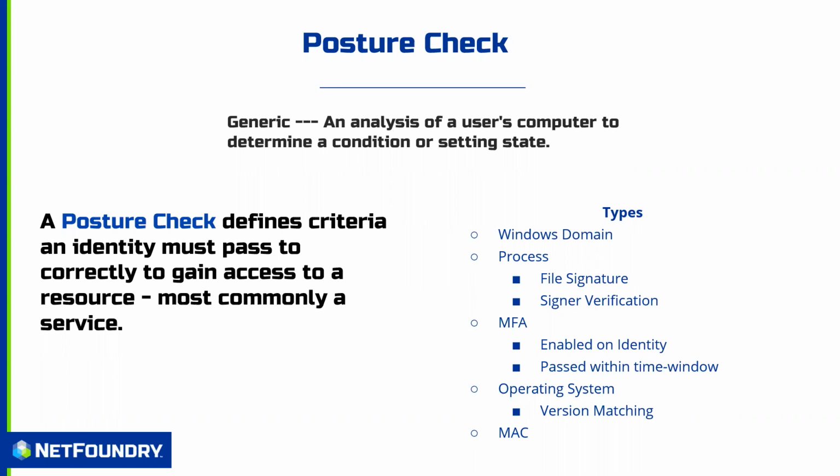The types we have available right now are Windows domain: you must belong to a Windows domain, your PC must be part of that domain. Processes, to verify signatures or verify a process running, in terms of antivirus type software or other security software. We also have an MFA type, operating system, and MAC address. So those are the ones we have right now. We're always looking for new ideas to expand this, and we are always expanding this list as more become available and become in demand for existing customers and partners today.